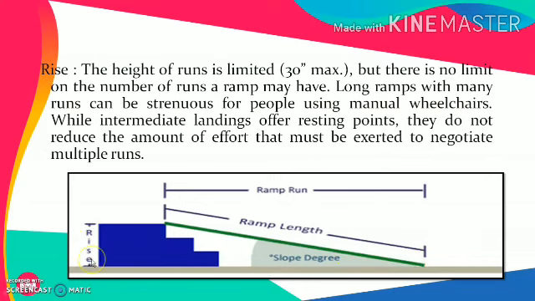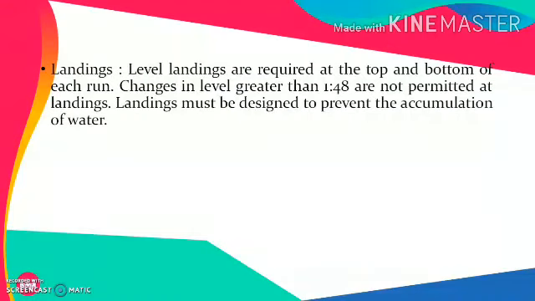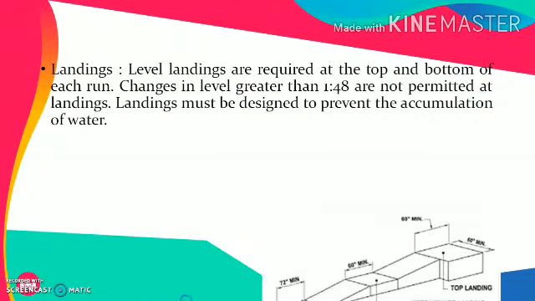So it should be around 30 inches maximum, but there is no limit on the number of runs a ramp may have. A long ramp with many runs can be used, and it must have intermediate horizontal surfaces. Those intermediate surfaces are called landings.